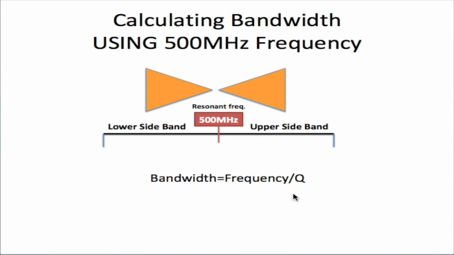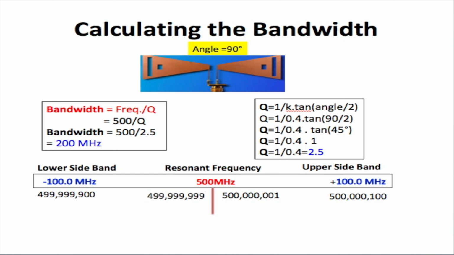To give you an idea of what Q does, Q is how we measure how sharply an antenna resonates at a specific frequency. It tells you how much energy is stored versus radiated by the antenna. So let's find out what our Q is for this antenna in order to find out what our bandwidth is. Now here we're going to be calculating the bandwidth. Bandwidth is equal to frequency over Q, as I said before, and we have to find the Q.